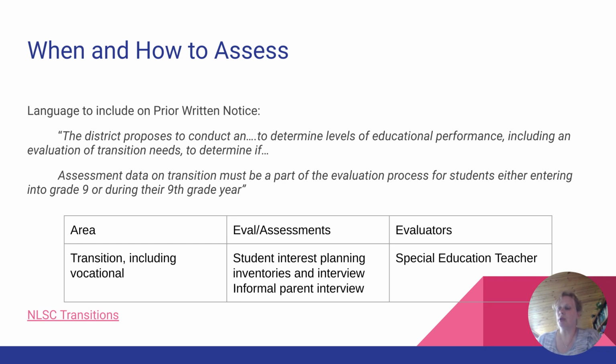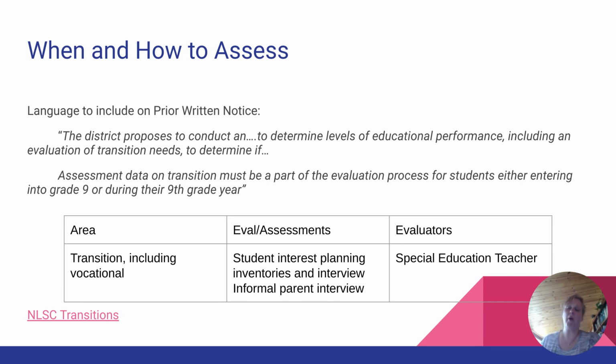You would want to make sure that you note that the district proposes to conduct an evaluation or a reevaluation to determine levels of educational performance, and here's that key word that's different from previous IEPs. It says, or PWNs, those prior written notices, it talks about including an evaluation of transitional needs. And then you must also include a statement that says, assessment data on transition must be a part of the evaluation process for students either entering into grade 9 or during their 9th grade year. And they must also list an assessment to be used under the evaluation and assessment portions of the IEP.